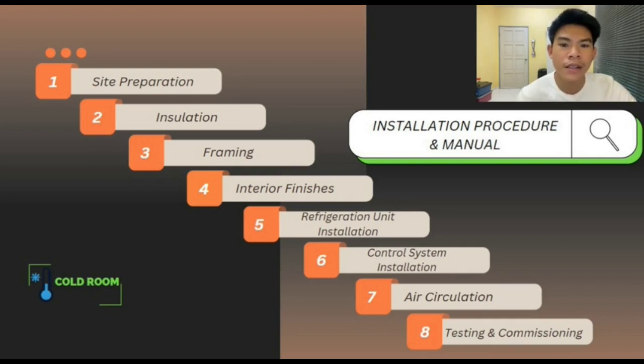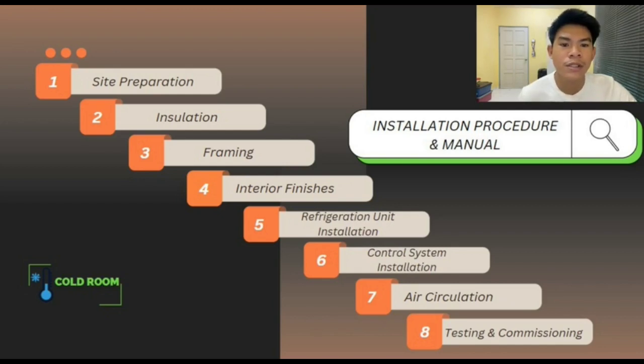Fourth, the interior finishes. The walls, floor and ceiling of the cold room must be finished using materials that are suitable for use in a refrigerated environment. This typically includes using stainless steel, aluminium or other corrosion-resistant materials. Fifth, refrigerant unit installation. The refrigerant unit, which includes the compressor, condenser, evaporator and the refrigerant, must be installed and connected to the cold room.